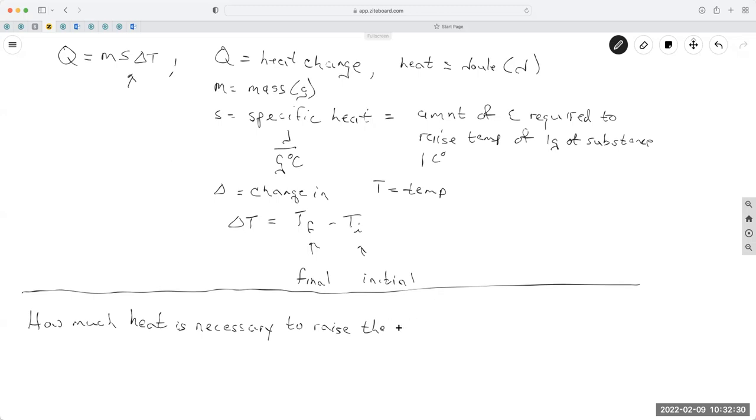Let's say you're going to heat up a gallon of water. This specific heat is joules over grams degrees Celsius. Oh, okay. And this is for what? Heat versus temperature? This is to calculate heat changes.